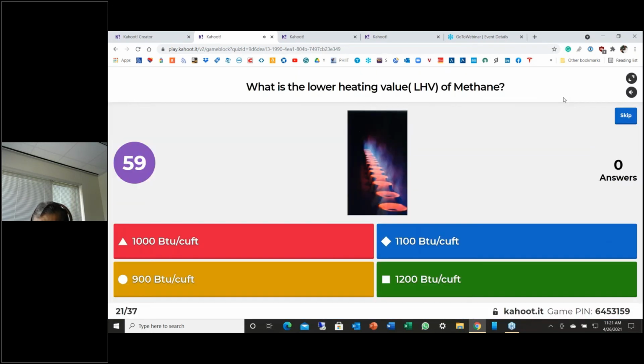So this is a little trick question. I don't know if you know, but what is the lower heating value of methane? If you can guess, that will be really good. Methane is a very clean fuel. It is my favorite fuel. 95% of natural gas is pure methane. Methane also burns the coolest. So I really like it.